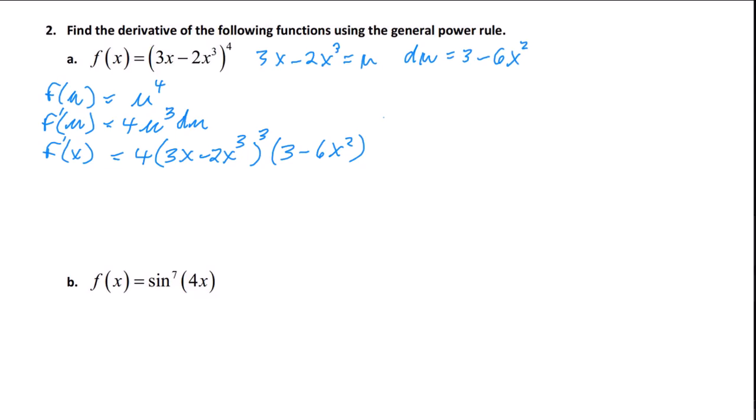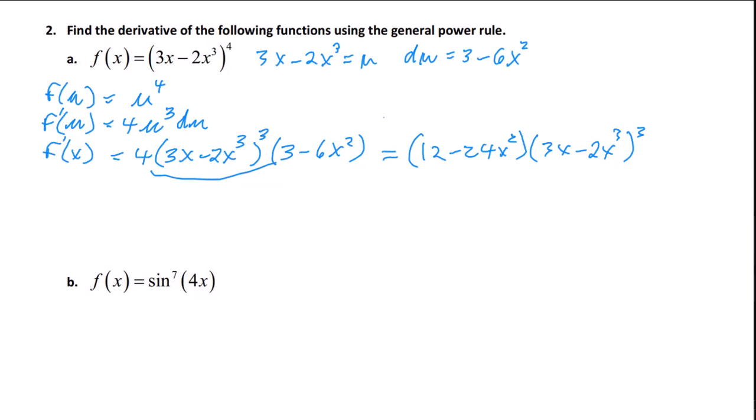Now we're not going to multiply all this stuff out, but we could simplify it some. You ought to be thinking in terms of simplification, so I'm going to say, well, 4 times this thing out here would give me what? 12 minus 24x squared times (3x minus 2x cubed) to the third power. And we could sure leave it at that. There's no point in multiplying all that stuff out. There just isn't.